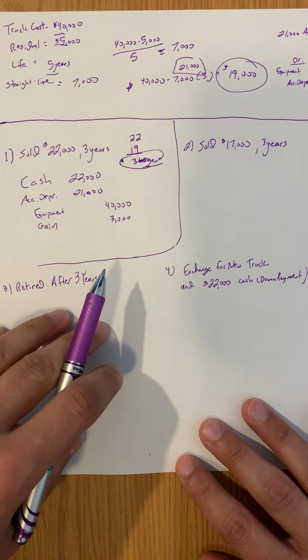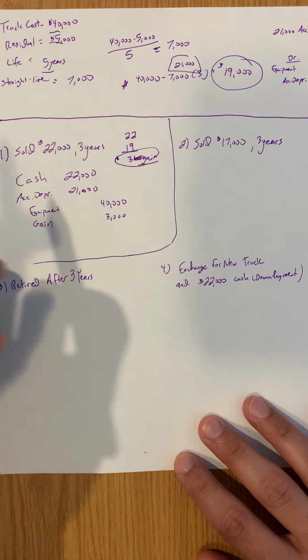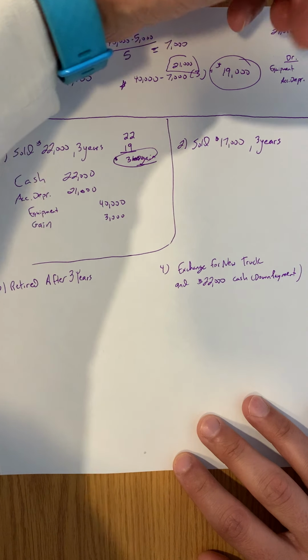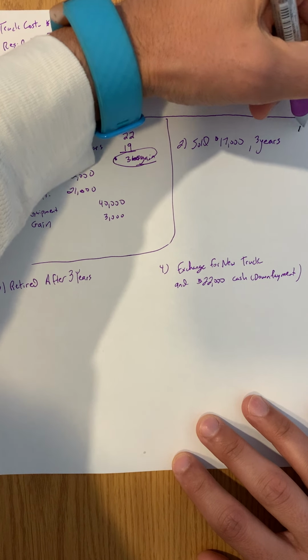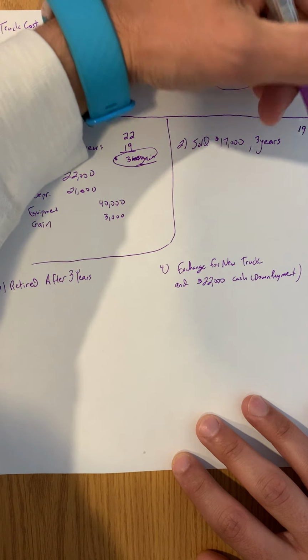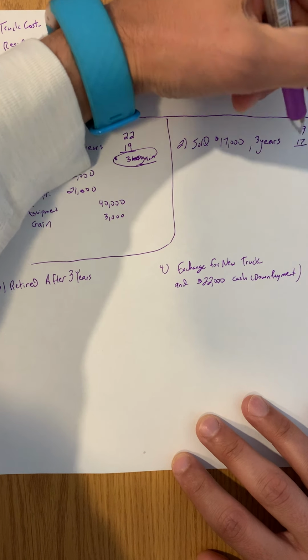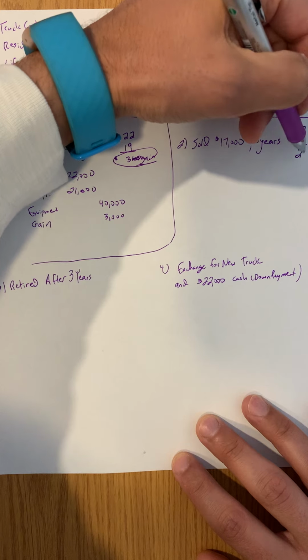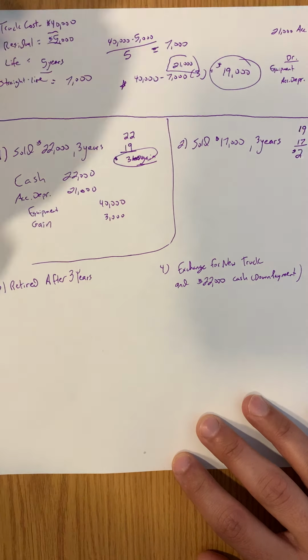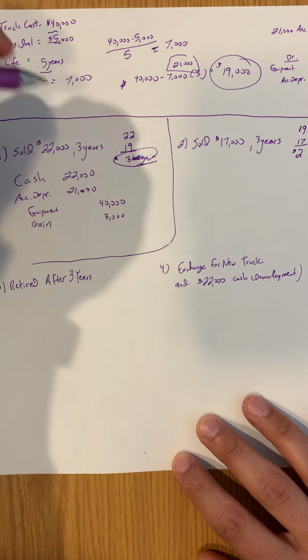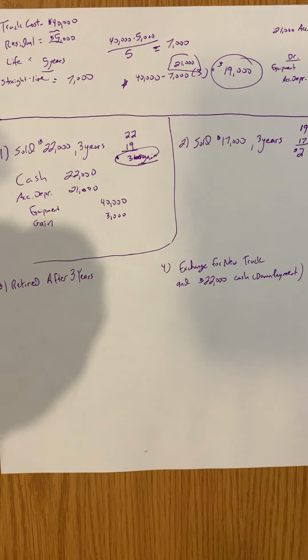So that's the full journal entry. Now, on the next one, kind of gave it away. We have 19,000 on our balance sheet, but we sold it for 17 after 3 years. So we have 2,000, okay? So we can start this off as a loss.